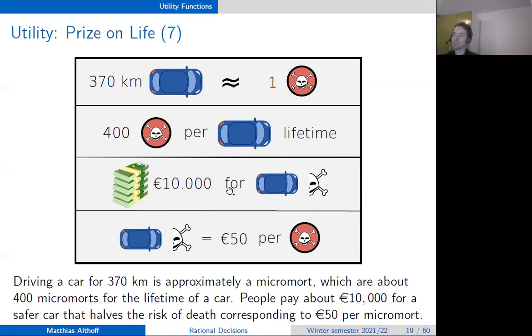But if you ask them, okay, how much more money would you pay if your car is twice as safe? Then people would pay roughly 10,000 euros, and that only corresponds to 50 euros per micromort. So much more in the direction of what you suggested for not playing Russian roulette. So we could also say that you're more rational because you know that a micromort isn't worth that much, actually.